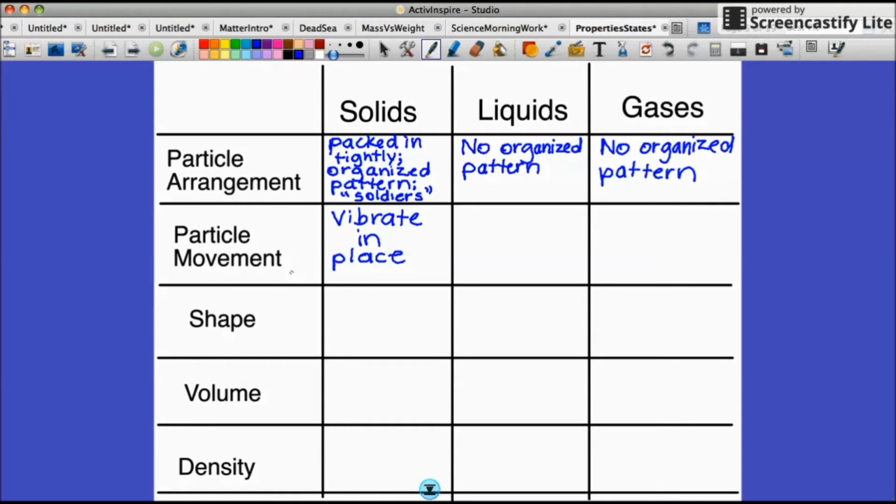How do the particles in a liquid move? How would you describe the way the particles in a liquid move? Were they shaking in place? No, they were moving. Yeah, all around. So they were sliding. Did you notice how they kind of slid past each other? So in a liquid, the particles move, they slide past each other. And we talked about the speed. What did we notice about the speed of the particles in a liquid? They speed up. Yes, they move faster. So I'm going to put in parentheses that they're faster.